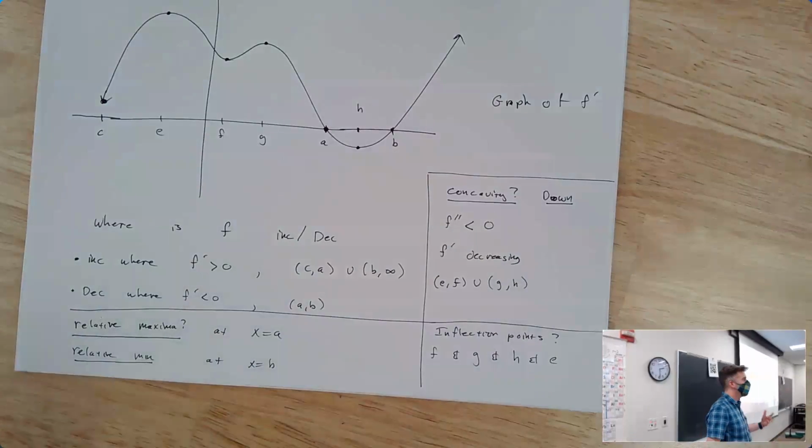So just like relative extrema are literally the maxes and mins of the function, inflection points are the relative extrema of the first derivative.